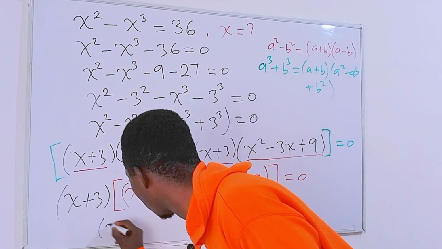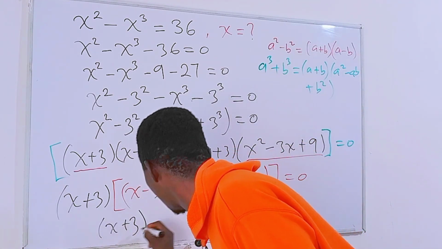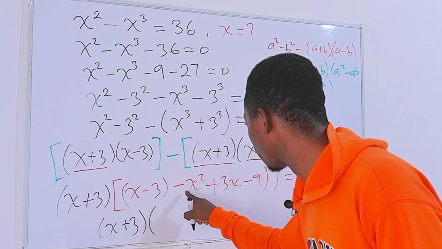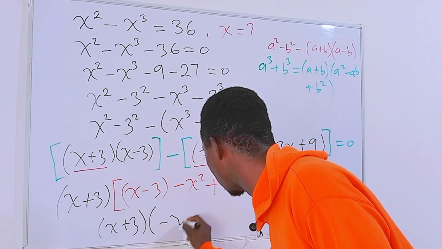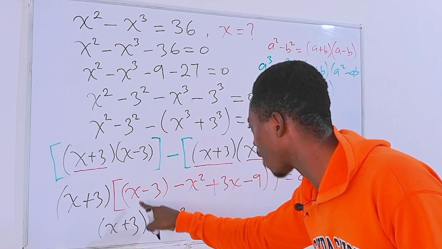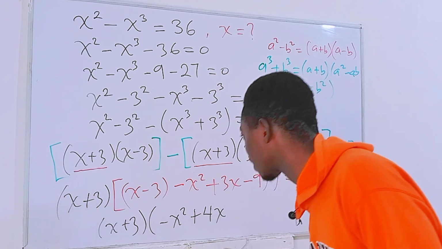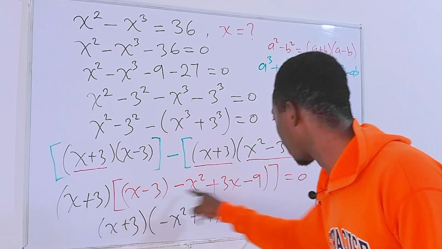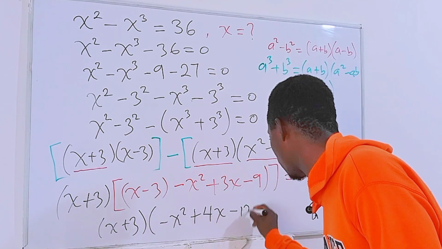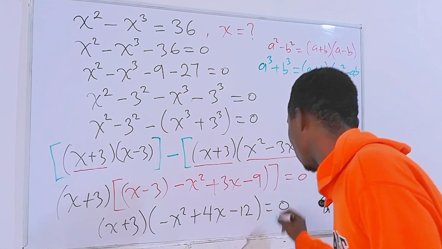I'm going to maintain this one, x plus 3 right here. Then here we have negative x squared. I'm going to write it first. Then we have x plus 3x, that is 4x. Then we also have negative 3, negative 9, which is negative 12, and this is equal to 0.